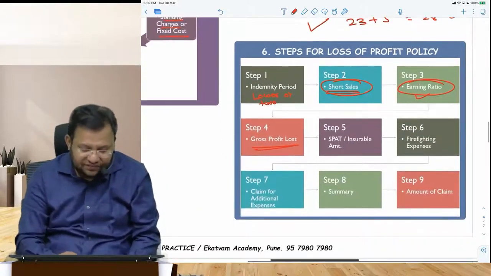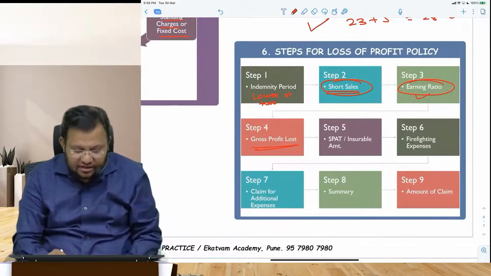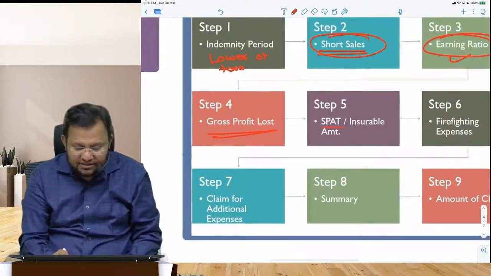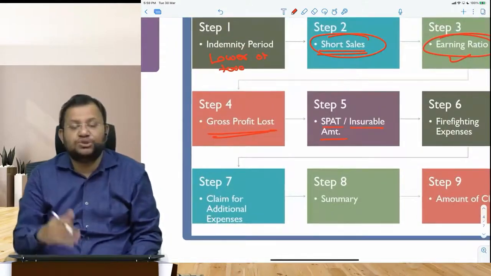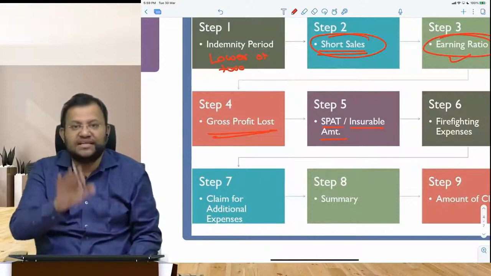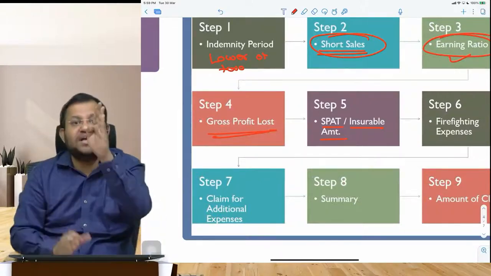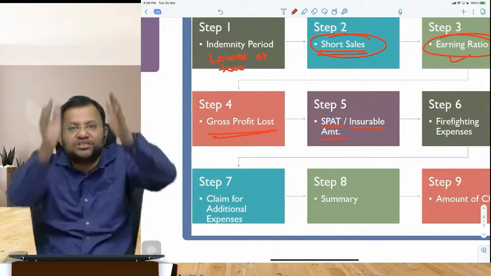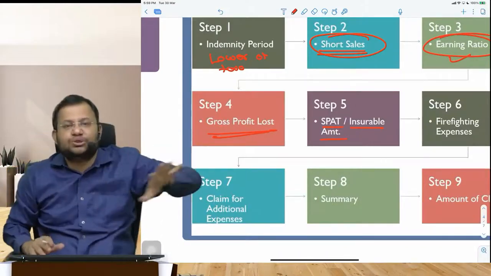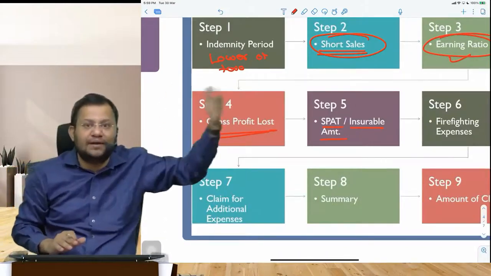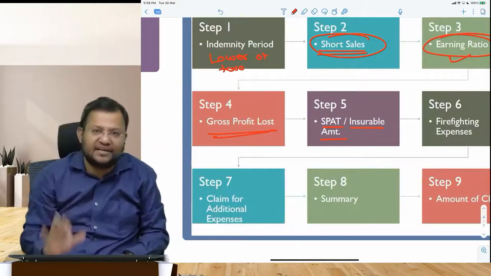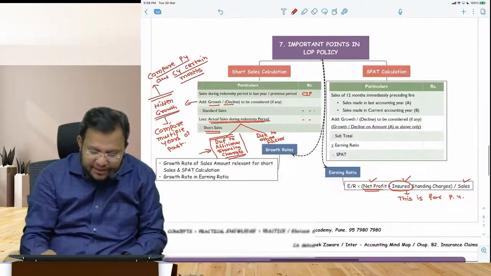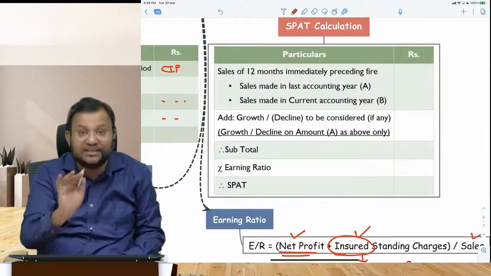So claim for GP lost, then we calculate SPAT. SPAT is nothing but the amount for which you should have taken an insurance. Basically, you should take an insurance for 1 year's gross profit. Now, which 1 year? ICAI says you should take the immediately preceding 12 months for the purpose of calculation of SPAT. That can be debatable, but we take the 12 months preceding the fire.